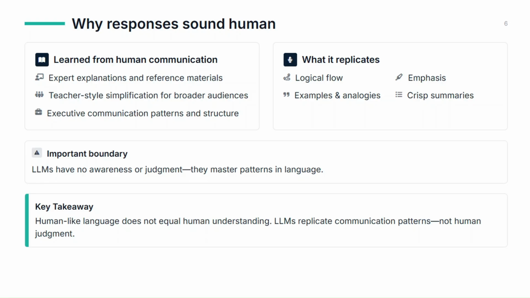Many people ask, why does an LLM sound so human? The answer is simple. It learned from humans. It has seen how teachers explain, how consultants structure arguments, how executives summarize decisions. As a result, it replicates logic flow, emphasis, examples, and summaries. But here is the boundary. Sounding human doesn't mean thinking like a human. LLMs have no awareness, no judgment, no experience. Fluency is not intelligence.